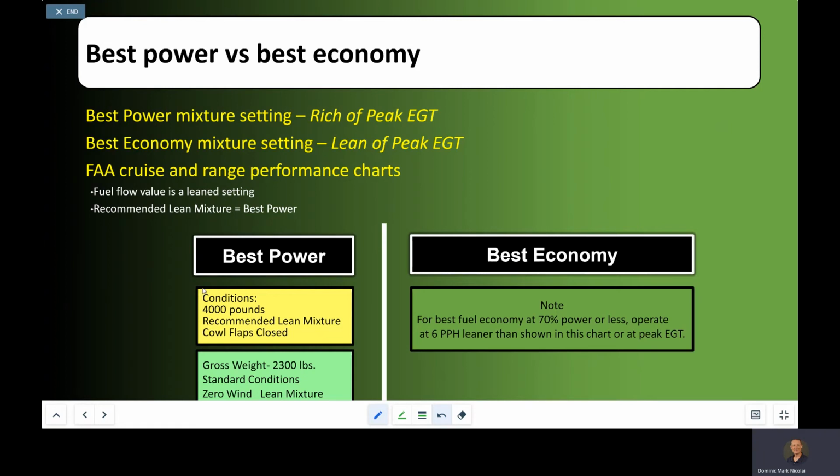FA charts are laid out for best power, and you'll note that from the conditions up somewhere near the top of the chart. They're going to lay it all out. These numbers were derived under certain conditions. The word here, recommended lean mixture, means best power. So that's going to be important. They also might have the words lean mixture. Again, that's best power.